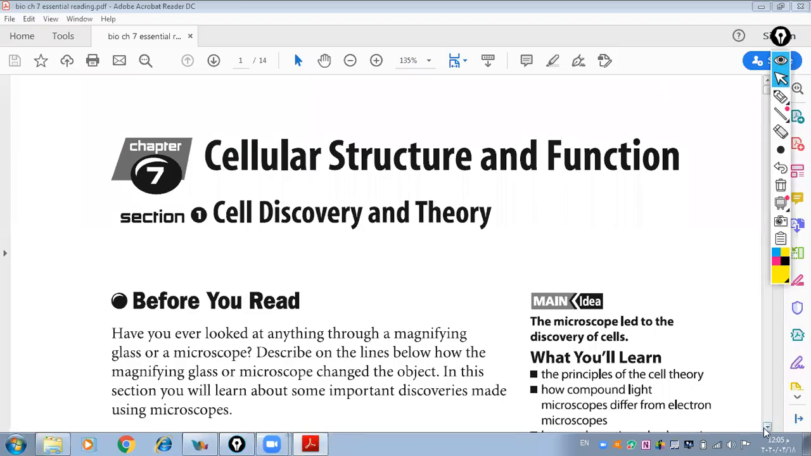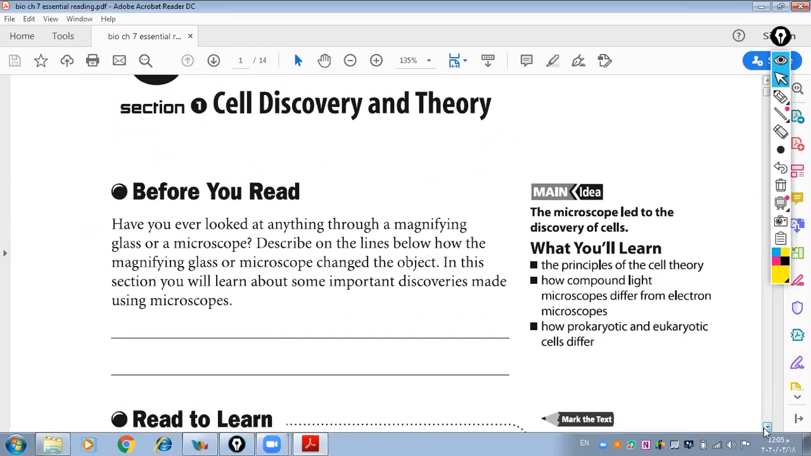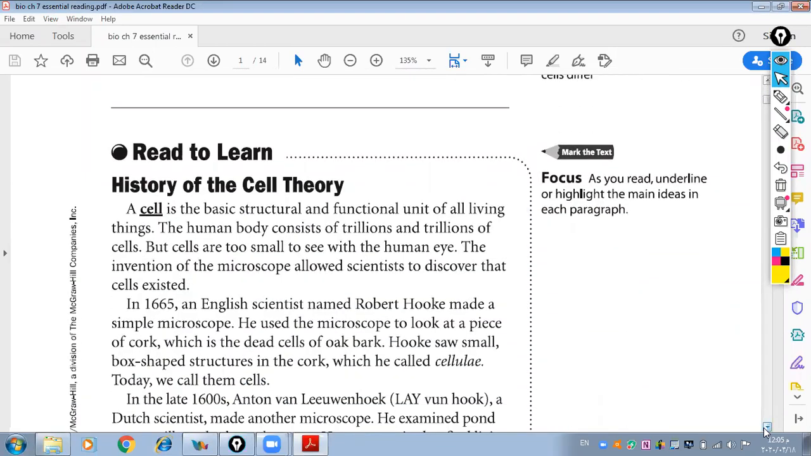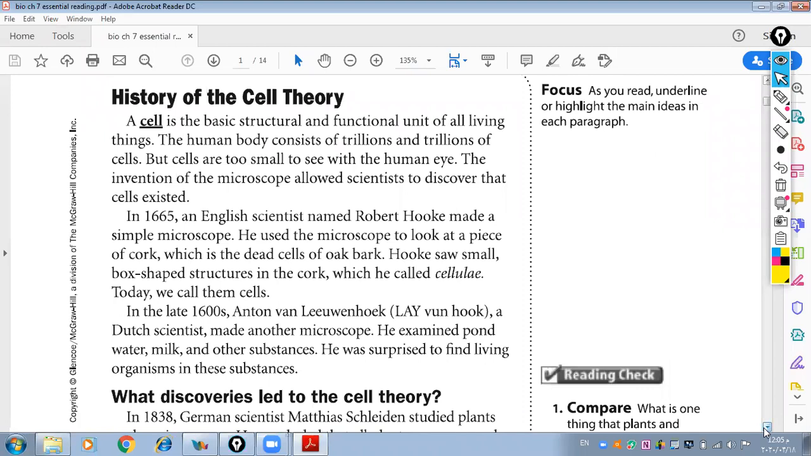Last session we talked about cell discovery and cell theory. We said, what is the meaning of a cell? Who can define what is the meaning of a cell? Ahmad Afifi: A cell is a basic structural and functional unit of all living things.